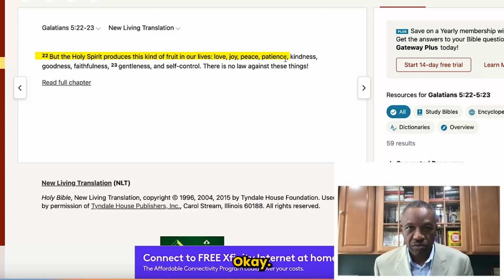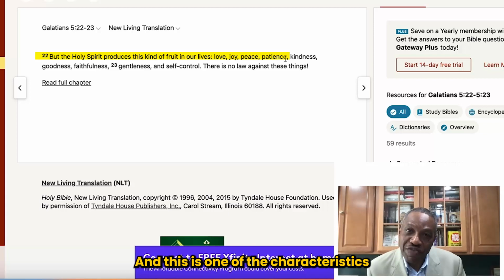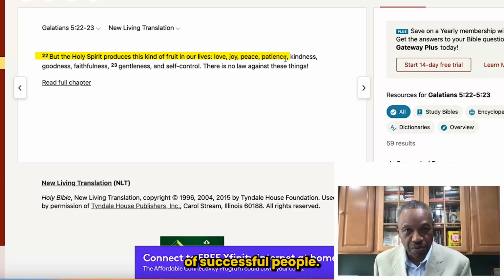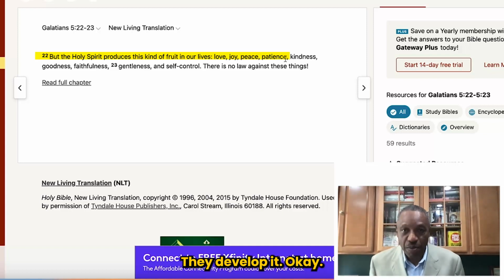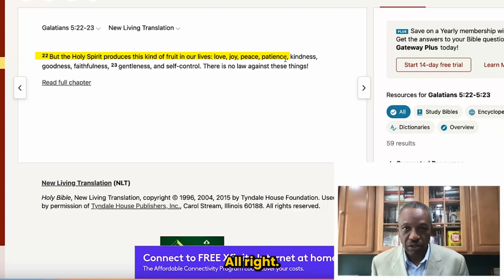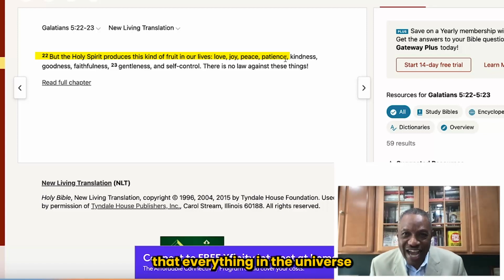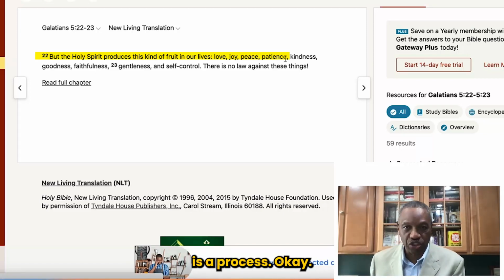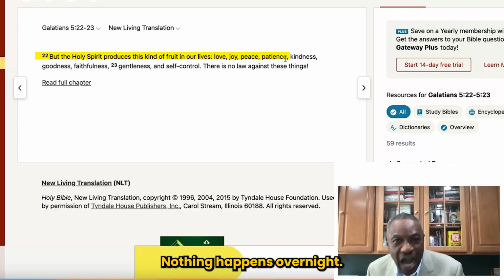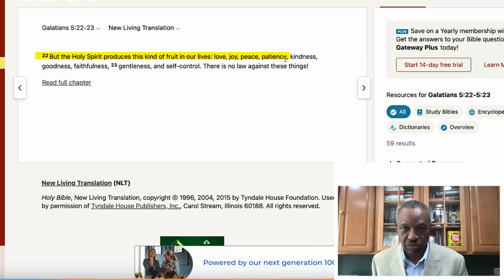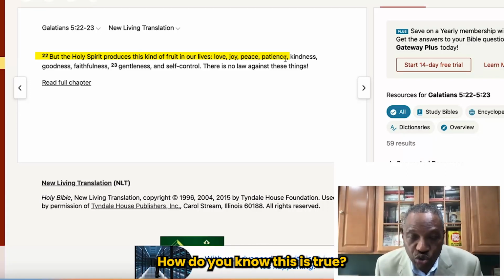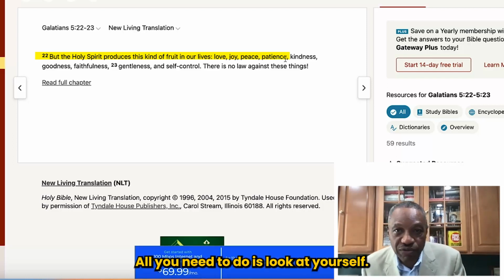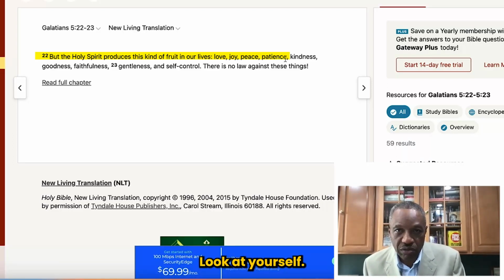And this is one of the characteristics of successful people. Successful people, they have patience. They do. They develop it. And they understand that everything in the universe is a process. Nothing happens overnight. Watch this. How do you know this is true? All you need to do is look at yourself. Look at yourself. What is life? Life is a process.